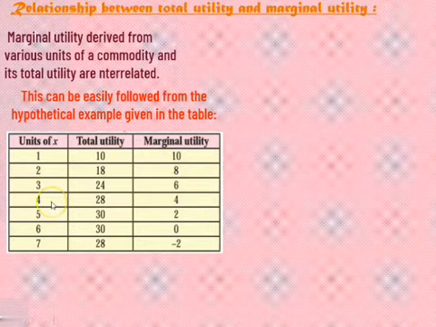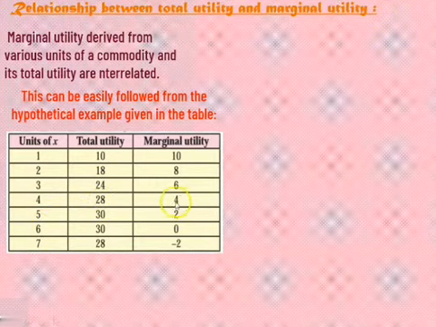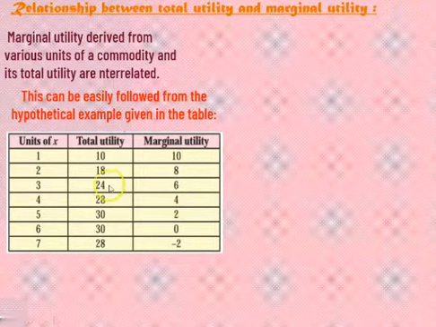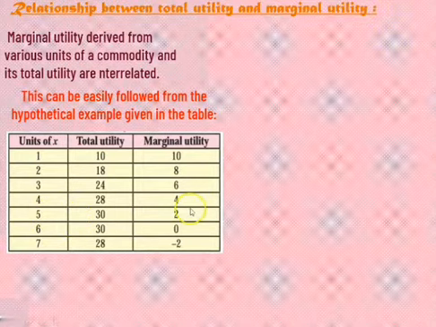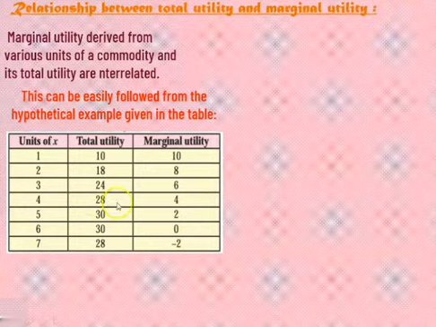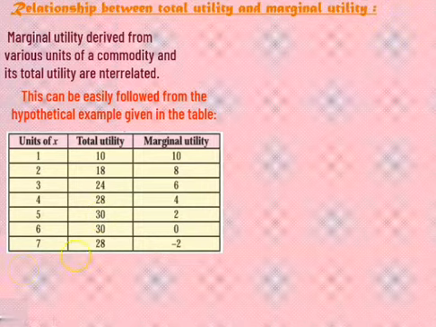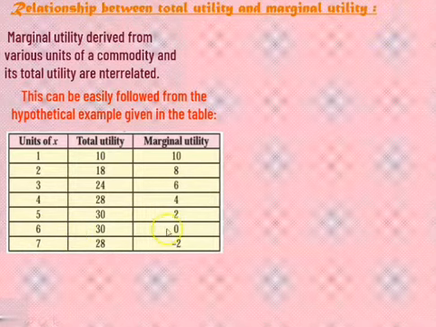Now the fourth piece of pizza, that is X. When the consumer consumes it, the satisfaction level the consumer derives is 4, and therefore the total utility is 24 plus 4, that is 28. When the consumer consumes the fifth unit of pizza, the satisfaction level is 2, and the total utility is the fourth plus the fifth, that is 30. And when the person consumes the sixth unit of pizza, it becomes 0.